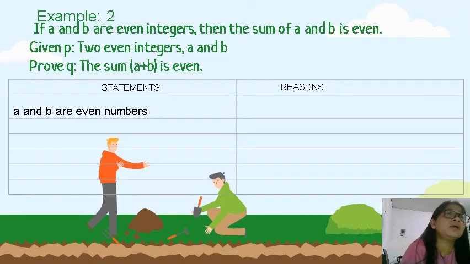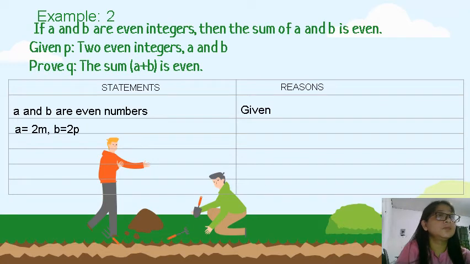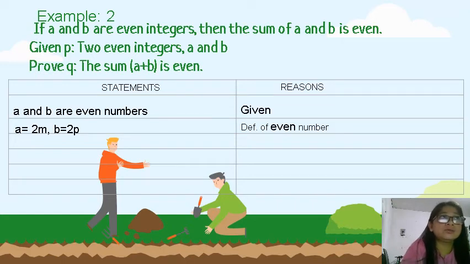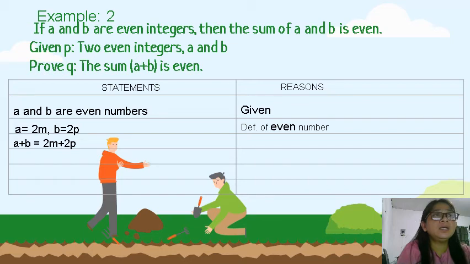We have the statement, and on the other side, we have the reason. So we have a and b are even numbers. So ito ay given. Then a is equal to 2m and b is equal to 2p. So this is definition of even number. So no matter what even number you substitute the variable, the answer would always be equal to an even number. So we have a plus b is equal to 2m plus 2p. So dito, we just substituted a.